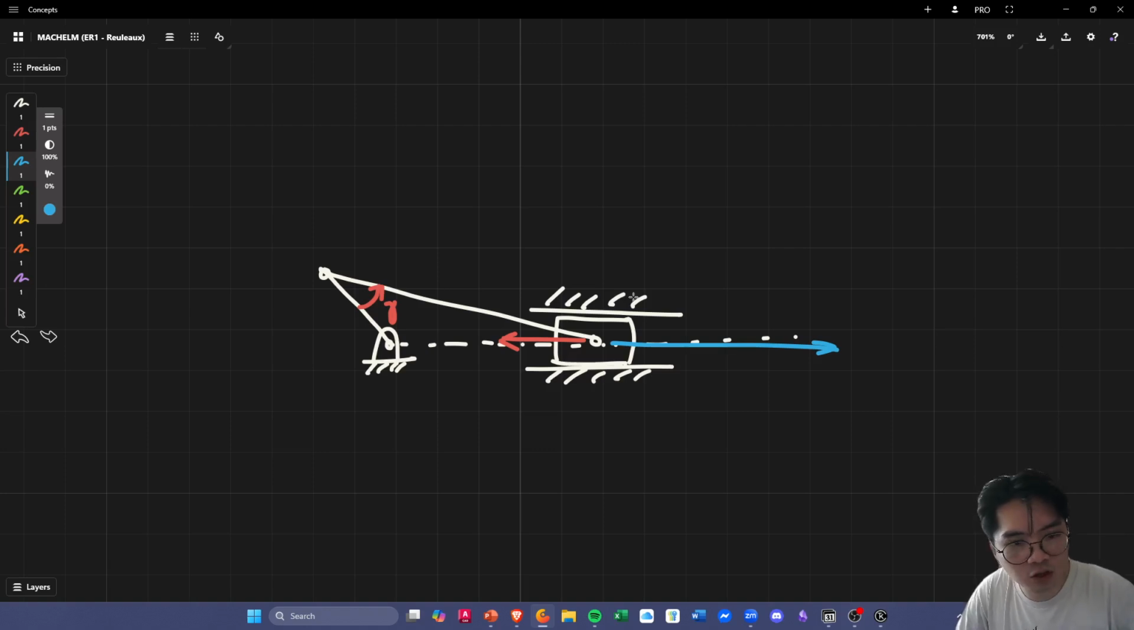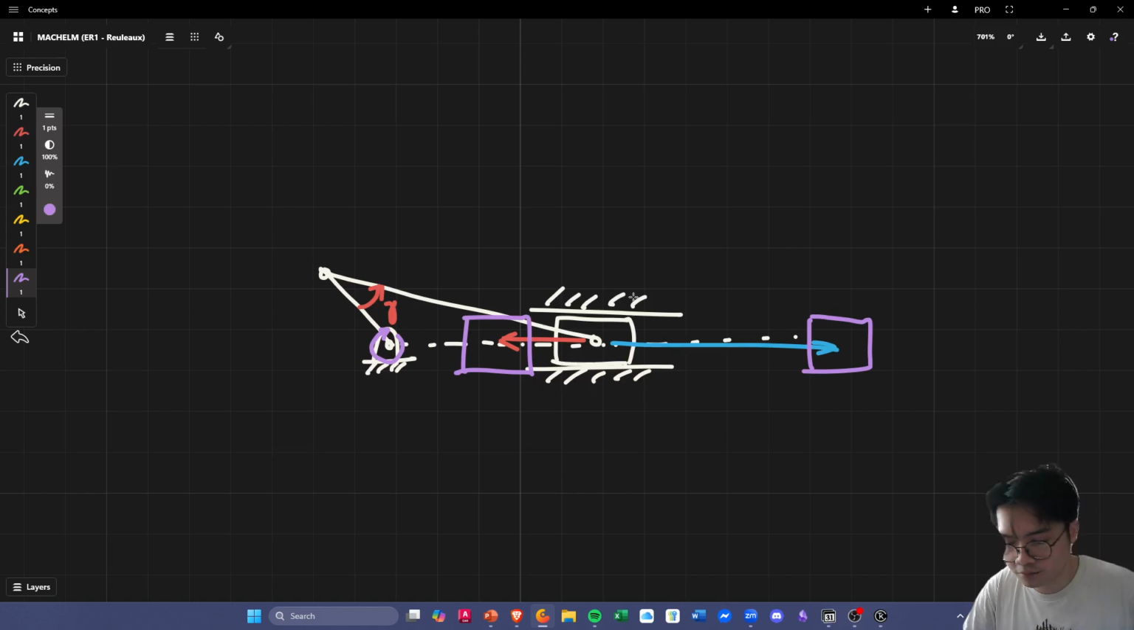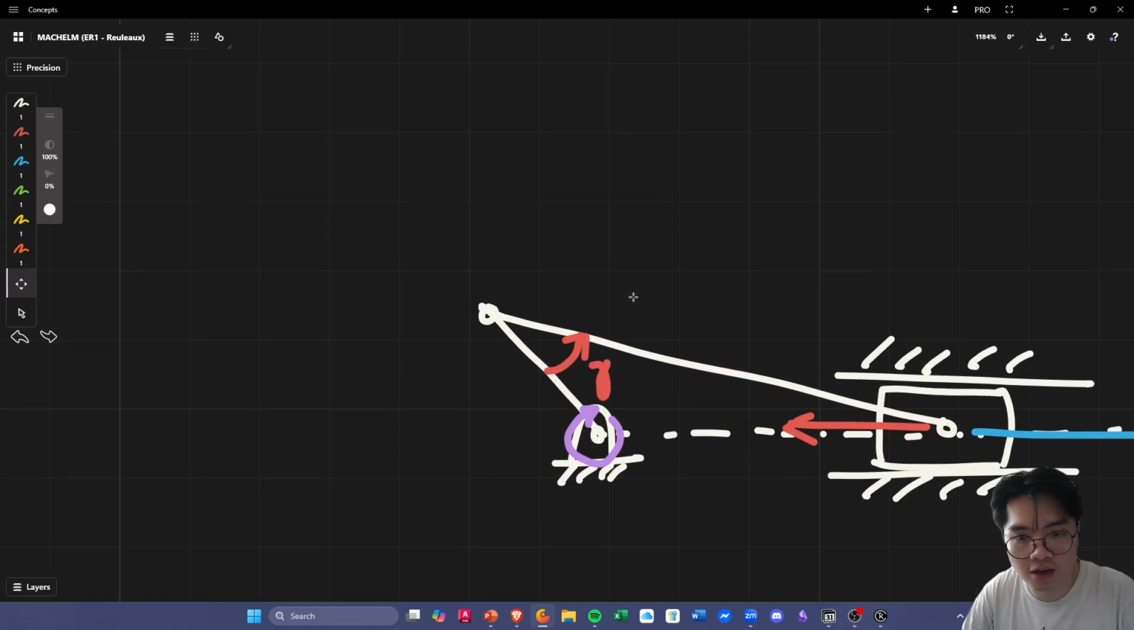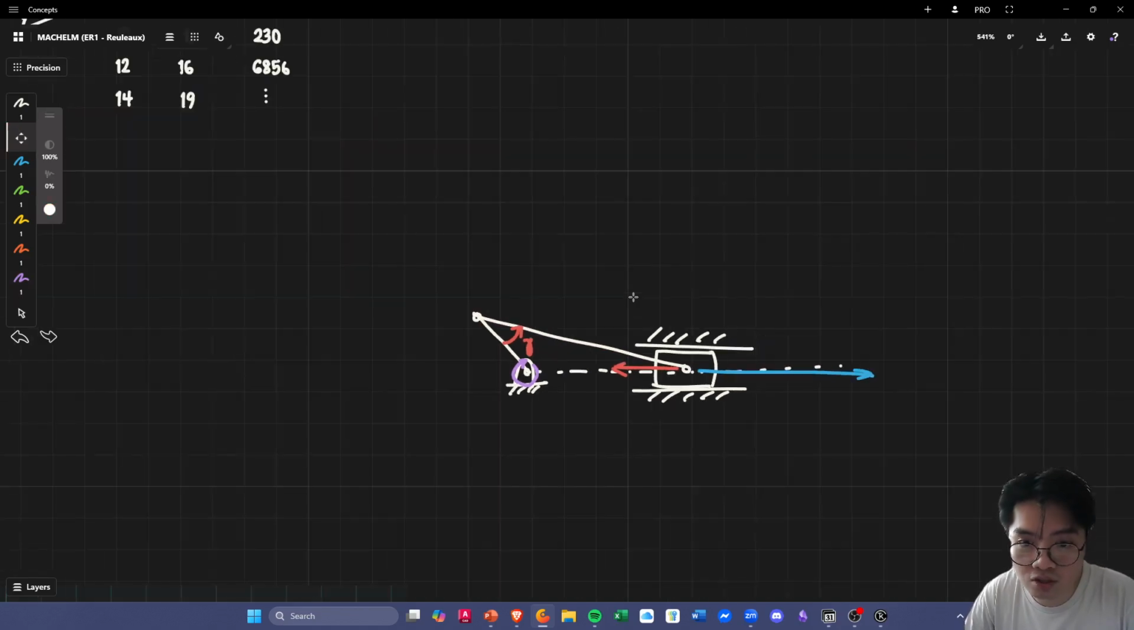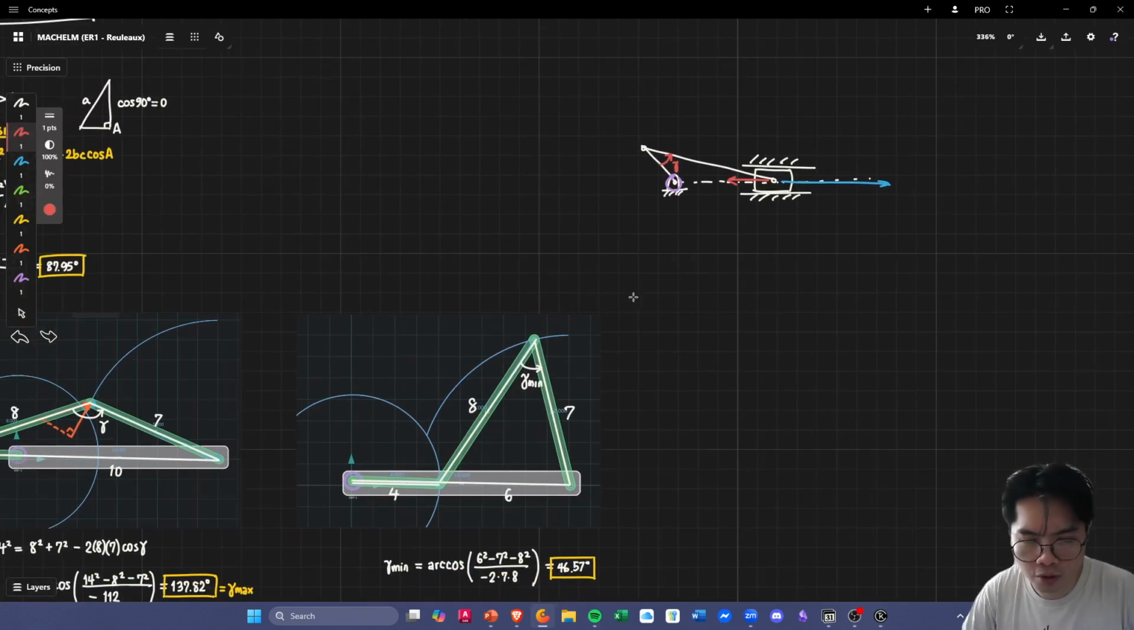In essence, when you want to transmit motion, you're turning rotary motion into translational motion. You should be able to pinpoint where the extreme positions are, the leftmost and the rightmost. And if you're transmitting power, again, this is your moment arm. You need to get this as close to 90 degrees as possible to transmit the most amount of torque, which means the most amount of power.